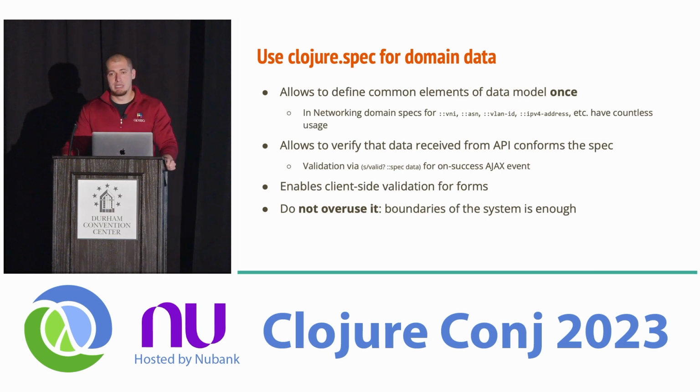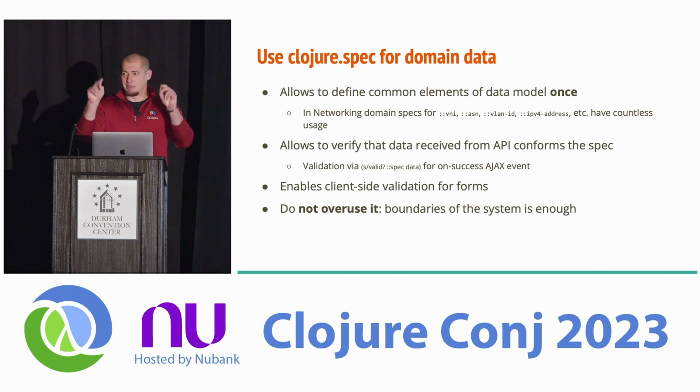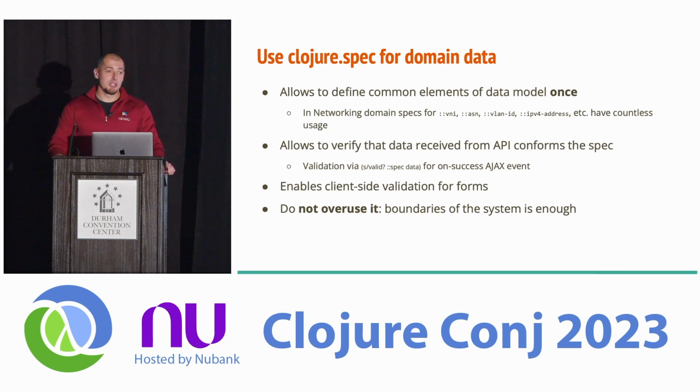It's also important to know that it's very easy to overuse these data validation tools and start to invent your own kind of dynamic type system. So in order to avoid that, just use it on the boundaries of your system. For us, the boundary is where we speak with the API. As soon as we know that the data passed the API, we know how it looks internally. So all the way up to the view, we don't need to spec intermediate results.